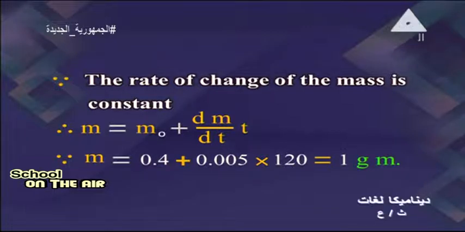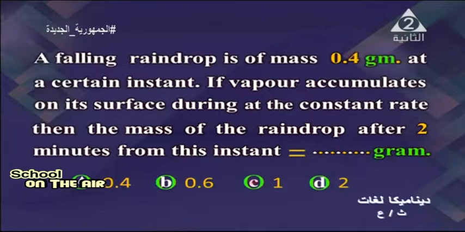dm/dt is the rate in milligram per second. Milligram divided by 1000 equals 0.005 gram. Multiply by the time t. Time is 2 minutes, and 2 minutes multiplied by 60 equals 120 seconds. Then the mass of the raindrop after 2 minutes from the instant equals 1 gram, and we can choose letter C.